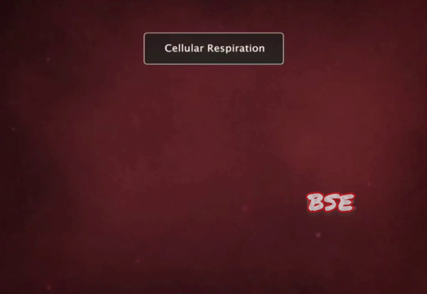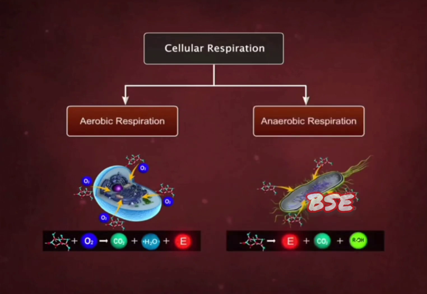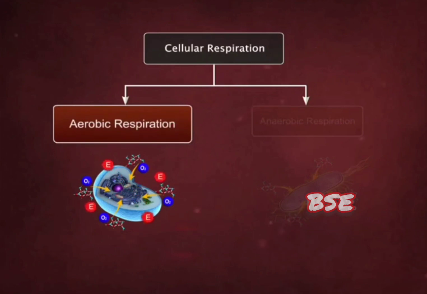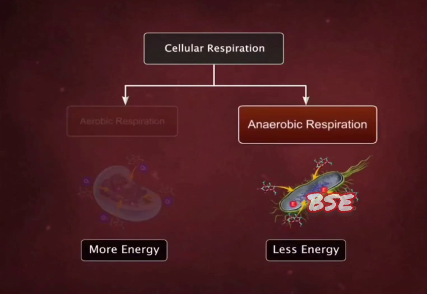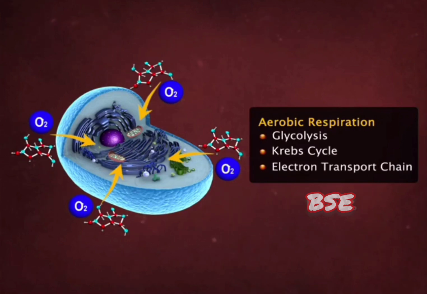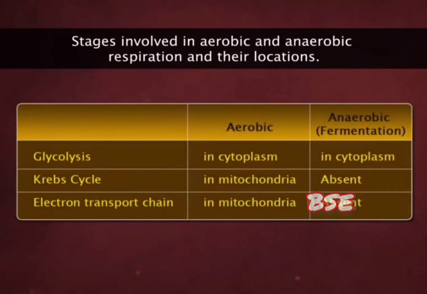Therefore, there are two types of cellular respiration: aerobic respiration and anaerobic respiration. Aerobic respiration produces more energy than does anaerobic respiration. Cellular respiration is carried out in three main stages: glycolysis, Krebs cycle, and electron transport chain. These occur at different locations inside the cell, as you can see in this table.